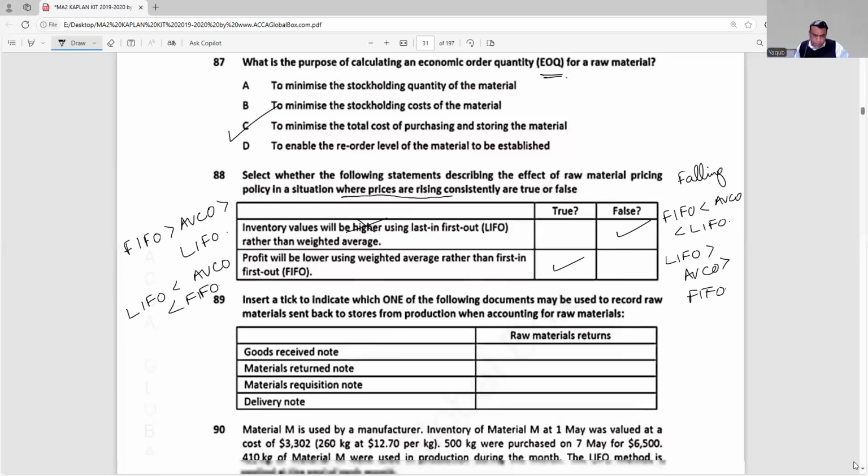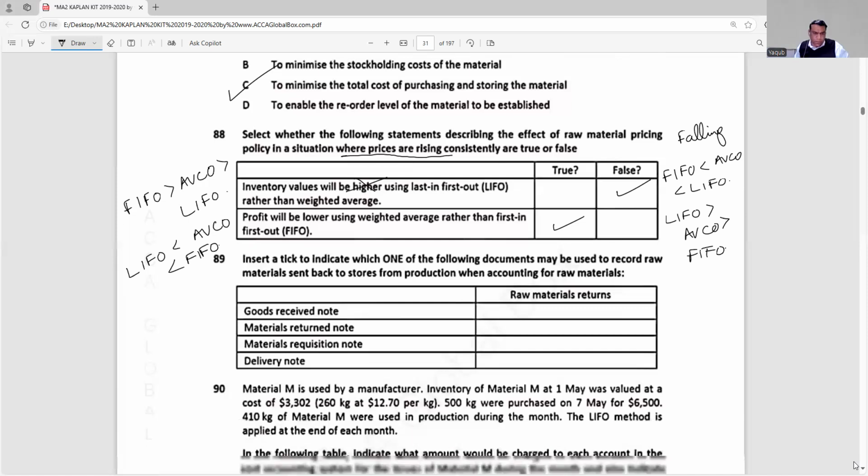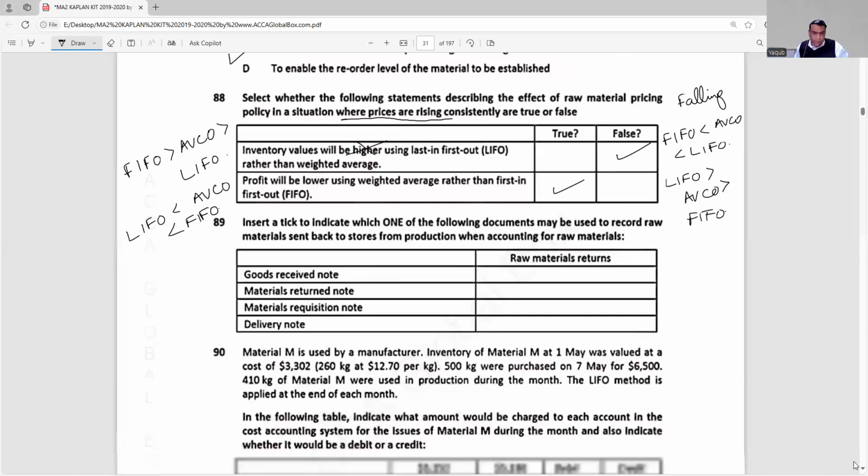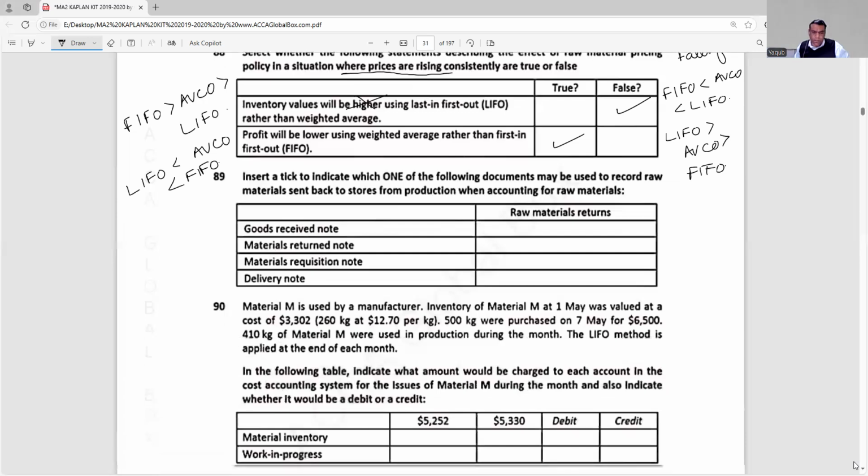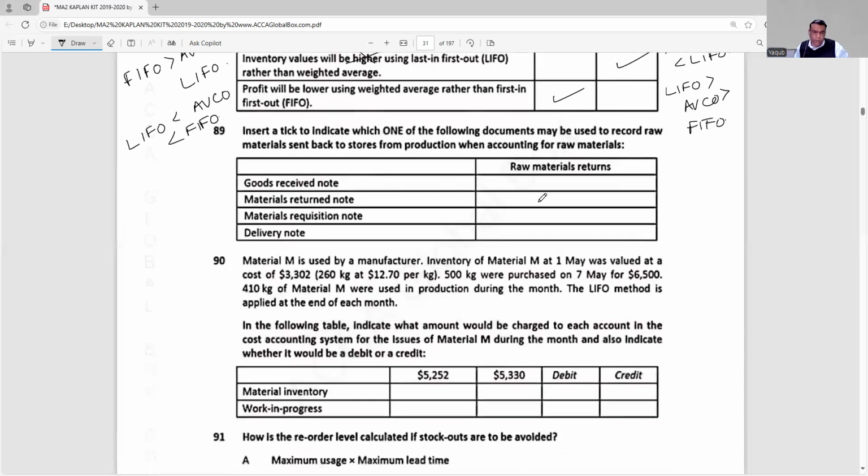In ZTech, which one of the following documents may be used to record raw material sent back to store from the production when accounting for raw material? So we did what? We returned back to stores. So material return note is needed.